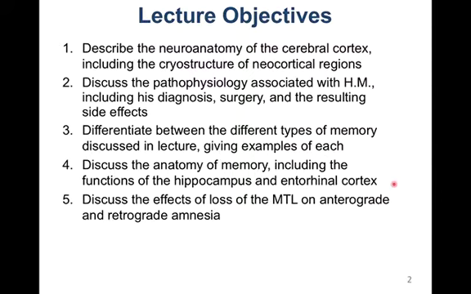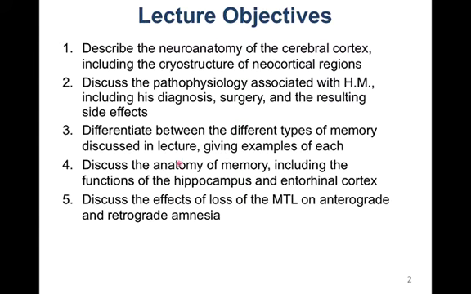Okay, so we will start off talking about a little bit of neuroanatomy. In other words, we'll look at the layers of the cerebral cortex and the cytoarchitecture. Cytoarchitecture is looking at the different cell types that are present in different layers using different types of staining techniques. We'll talk about Henry Molaison, pathophysiology, the diagnosis of epilepsy, his surgery, and what the side effects were in terms of learning and memory. And then we'll differentiate between a few different types of memory. I'll give you some definitions and give some examples. And then we'll talk again.